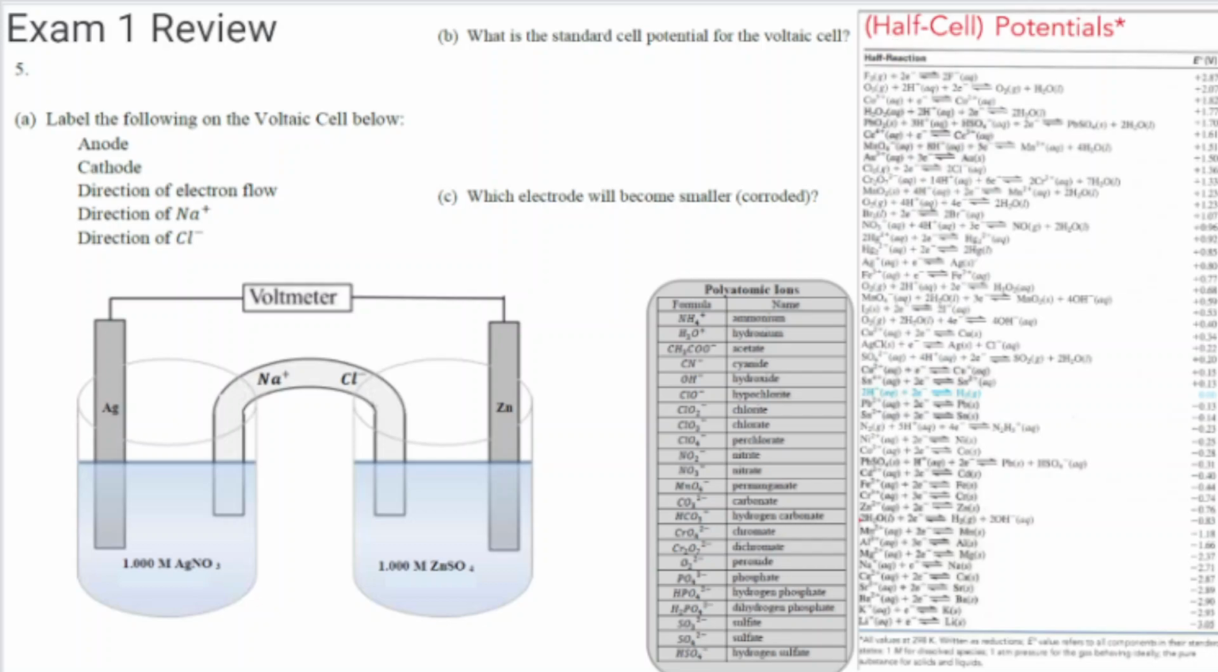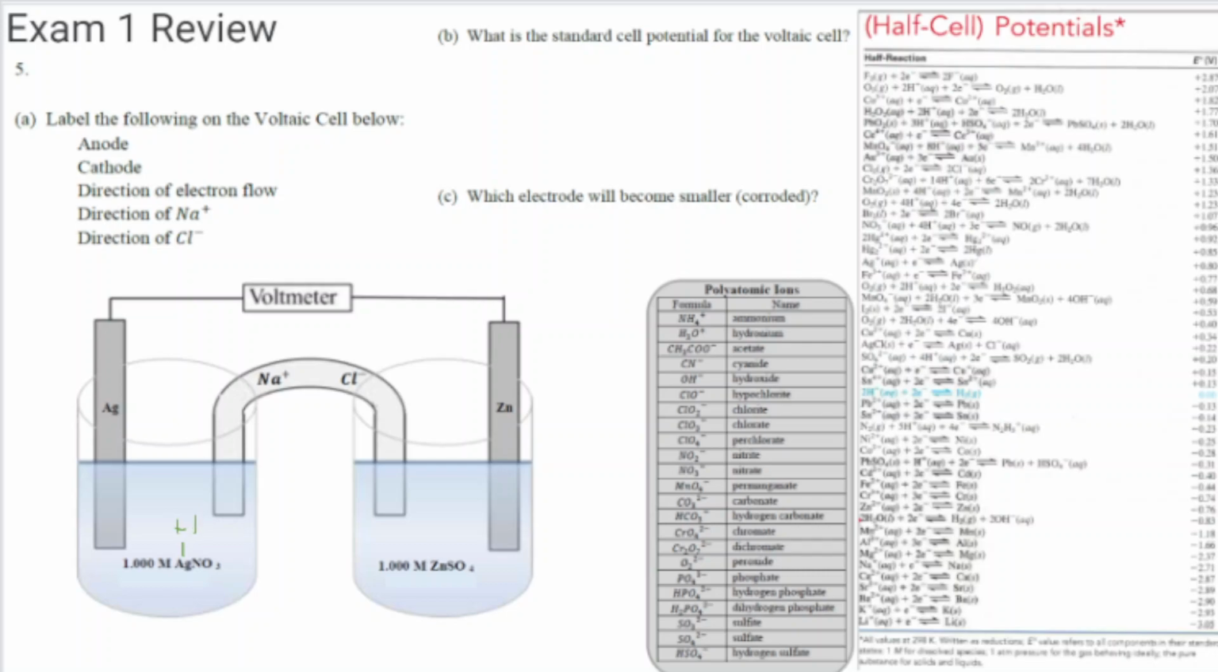So the first part says label the following of the voltaic cell below. We need to find the anode, cathode, direction of electrons, and direction of the sodium plus and the chlorine minus. All right, so first thing we need to do is figure out where our electrons are coming from, just like we did in the last question. So I would recommend looking at your solutions here, and we're going to figure out what the oxidation numbers are. When I look at silver nitrate, looking at our polyatomic ions, we can find NO3, and that has a -1 charge. So that's going to be -1 for the NO3, and so our silver has to be a +1.